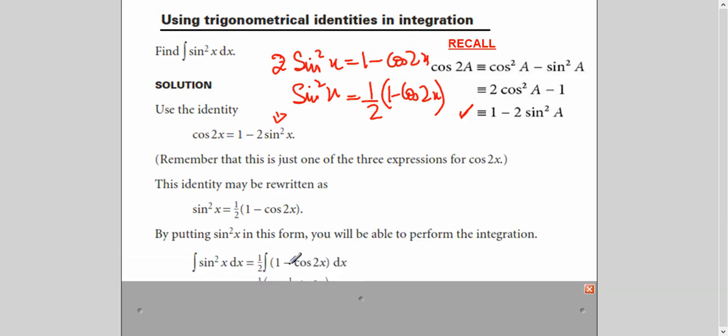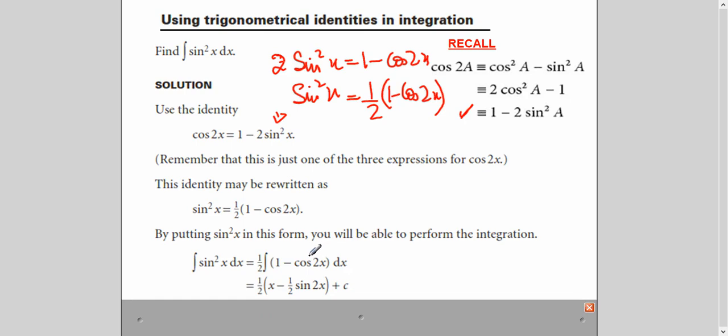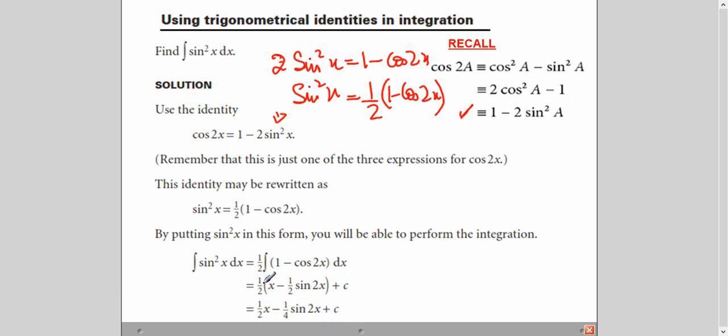Now sine square x I can replace by this term. I have replaced sine square x by this whole term. Now this is a multiplier, so you can take it outside the integral sign. It will not affect the integration. The integration of 1 with respect to x is x, and the integration of cos 2x is sine 2x divided by 2, the rule we have just learned. Then you multiply by half, and plus c because there are no limits. Don't forget to write it, you may lose 1 mark.